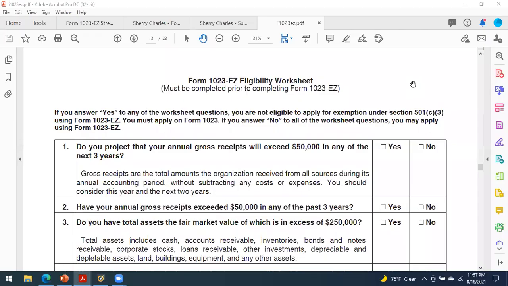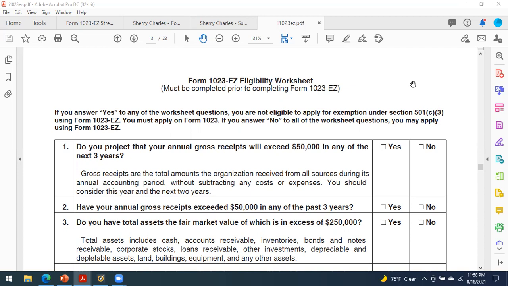So this is the Form 1023-EZ eligibility worksheet. And it says here, must be completed prior to completing Form 1023-EZ. If you answer yes to any of the worksheet questions, you are not eligible to apply for tax exemption under Section 501c3 using Form 1023-EZ. Instead, you must apply on Form 1023. If you answer no to all of the worksheet questions, you may apply using Form 1023-EZ.